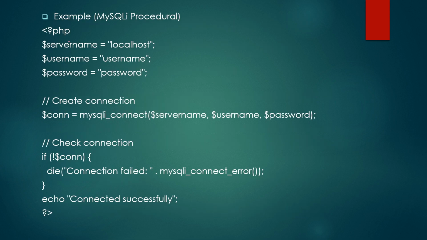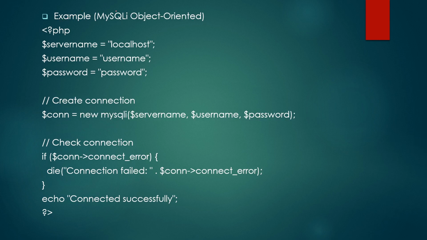So here is an example. This is the procedural approach. In the MySQLi procedural approach, we make use of these inbuilt functions like mysqli_connect and so on. This is the second example, the MySQLi object-oriented approach. In the object-oriented approach, first we create an object of the class MySQLi. Then we access some variables and some methods. So this is the object-oriented approach.